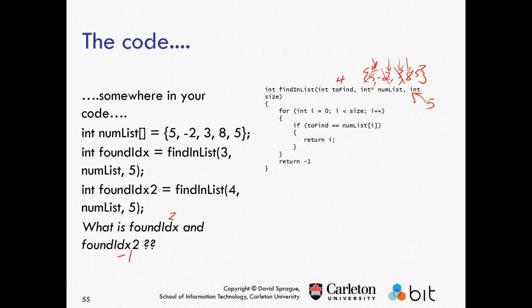Is 4 equal to 8? No. Move on. 4 equal to 5? No. Move on. i is equal to 5 now. So I've gone from i equal to 4 to i equal to 5. My for loop stops. I go down to here, and then I'm returning this value here. I'm returning -1, and I'm done. That would be me finding an element in my array.